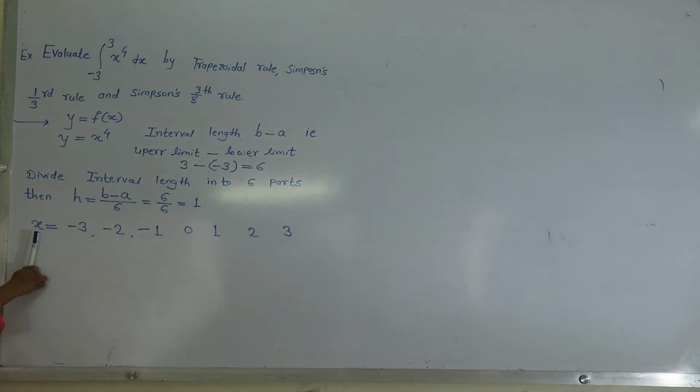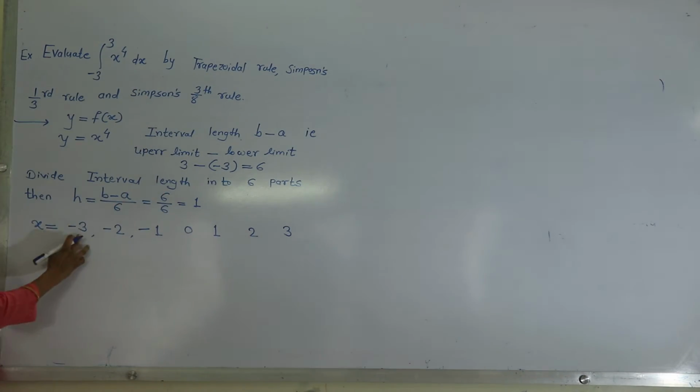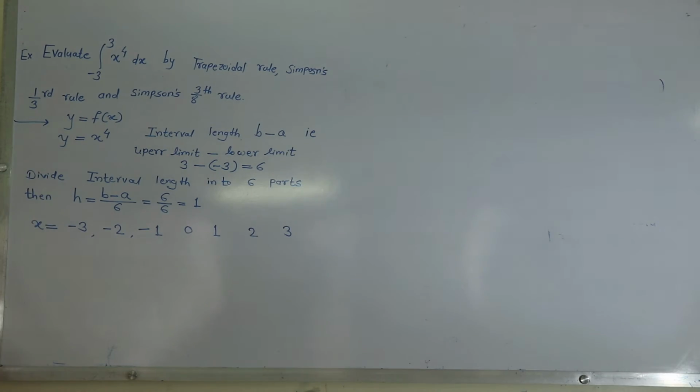Limit means the initial value of x, that is -3, and the last value of x is +3. That is the limit, -3 to +3. Now for these values of x, we have to find y. Y is equal to x raised to 4.